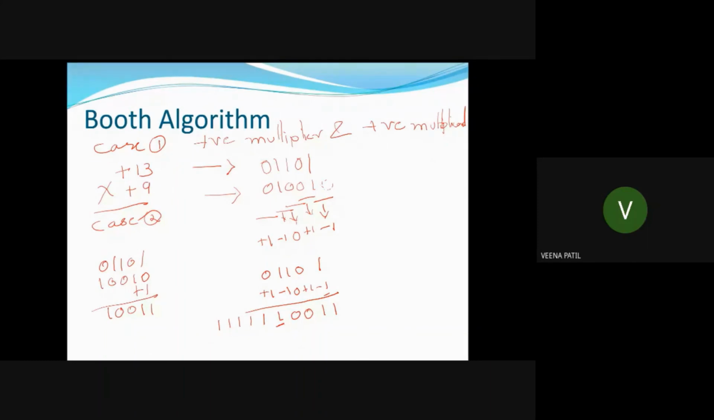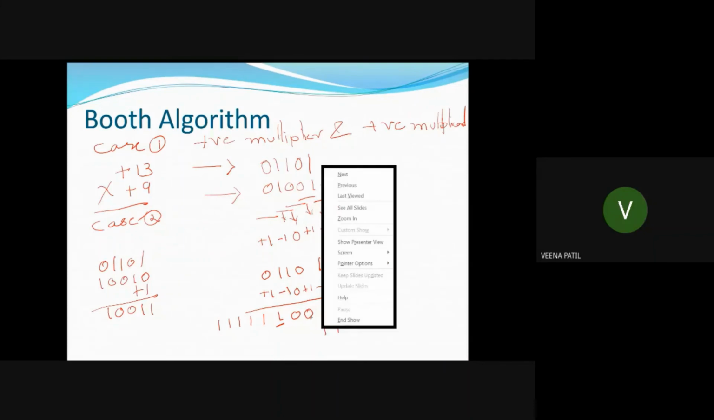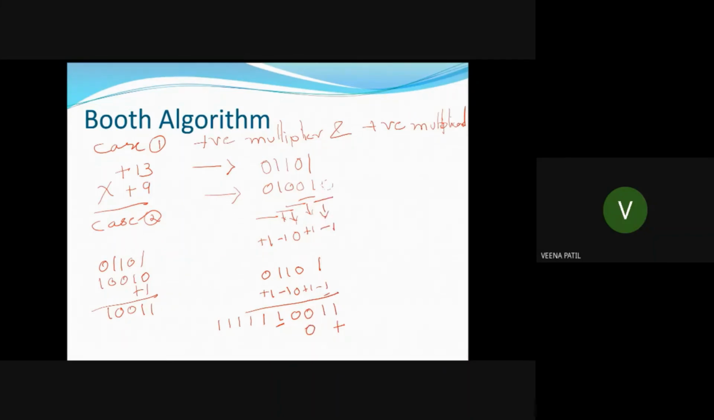Okay. Now the next number is plus 1. So after a shift, if it is plus 1, I have to simply add the multiplicand as it is. So I will write it as 1 0 1 1, and sorry, it didn't write. It is 1 0 1 1 0. Okay. Then extend the MSB bit to occupy the remaining bits of the product.